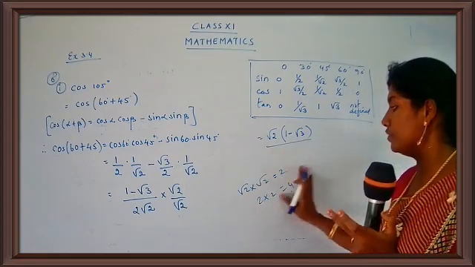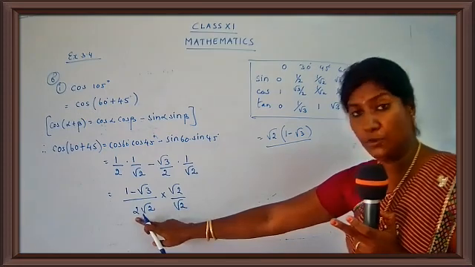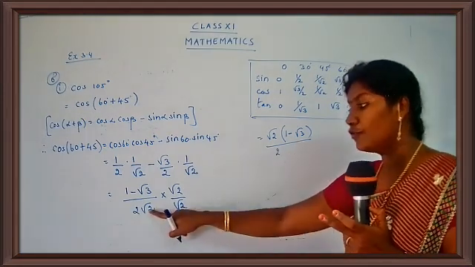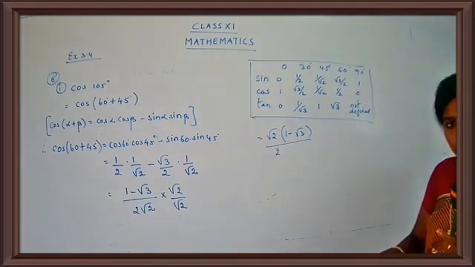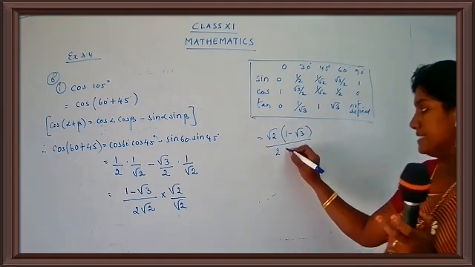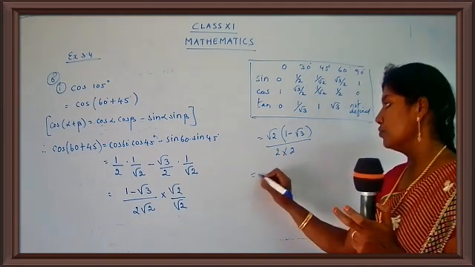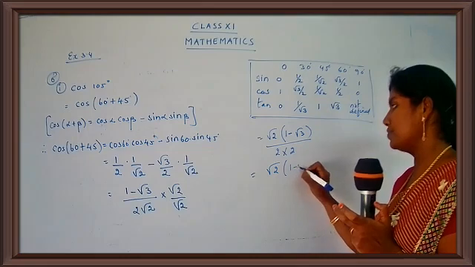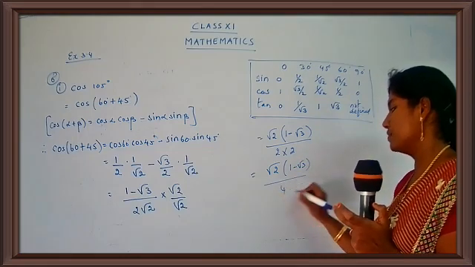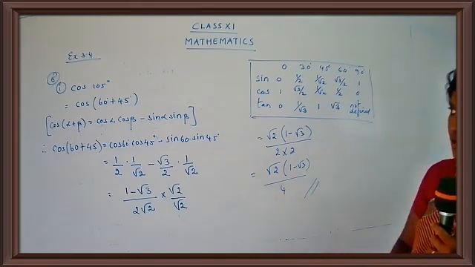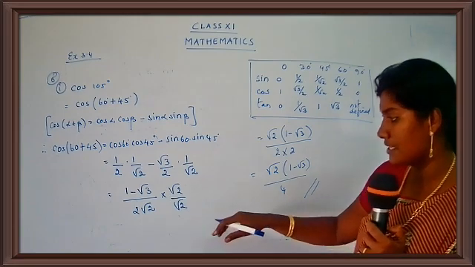So what is the answer in the denominator part? Already a 2 is present, and root 2 into root 2 is 2. You get the answer as root 2, 1 minus root 3 upon 4. This is the answer for cos of 105 degrees. So we can just stop the answer over here.